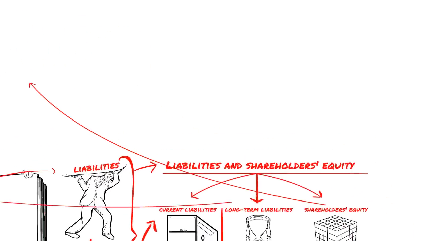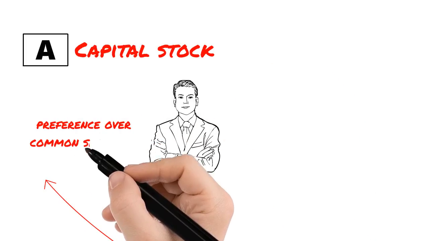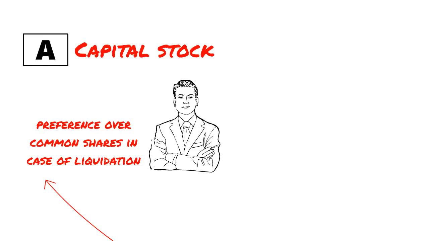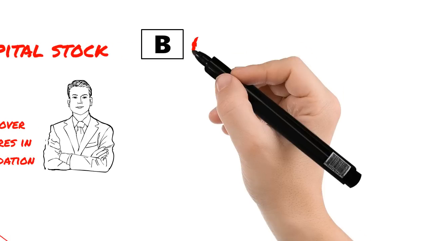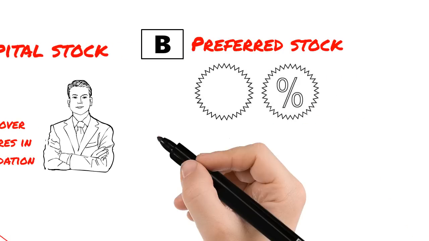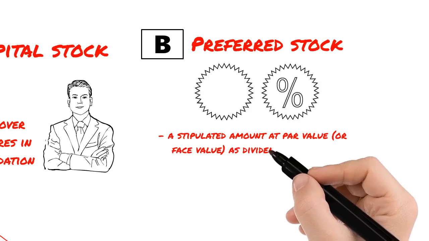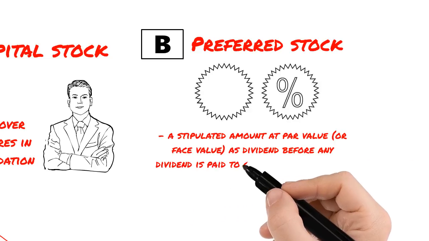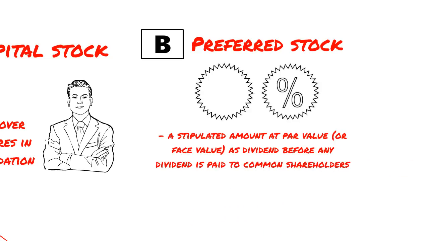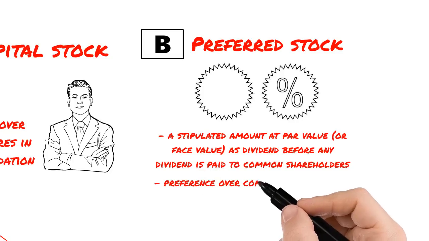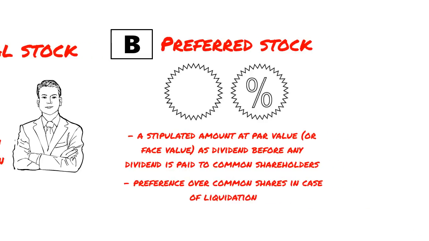Shareholders' equity: this is the total equity that all shareholders have in the company. Capital stock, or shares in the ownership of the company. Stock certificates are issued by the company to its shareholders. Preferred stock: a preferred shareholder is entitled to a stipulated amount at par value, or face value, as dividend, before any dividend is paid to common shareholders, or else these dividends are accumulated. He has preference over common shares in case of liquidation.